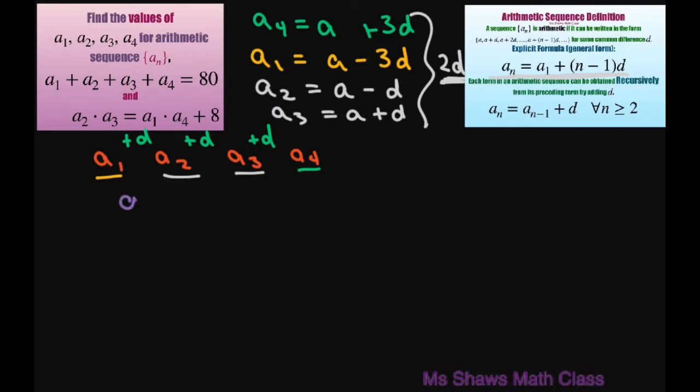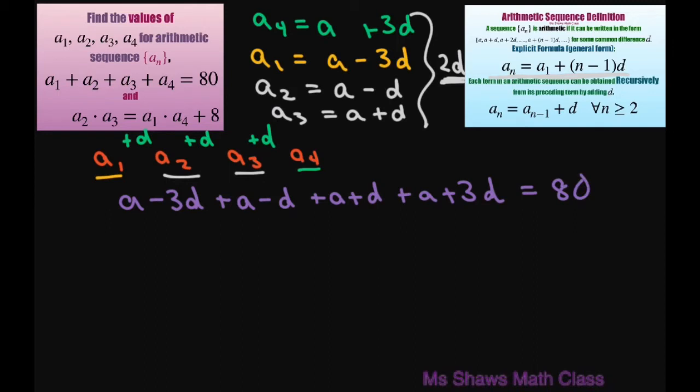We're going to have a minus 3d plus a minus d plus a plus d plus a plus 3d. That equals 80. And if you notice, the way we set it up by having our common difference at 2d is these all will cancel out, the d's. So that gives me 4a equals 80. So a equals 20. Now let's take care of this part.